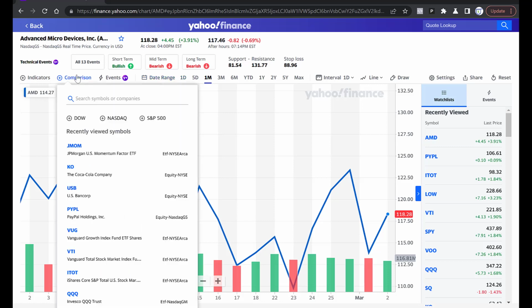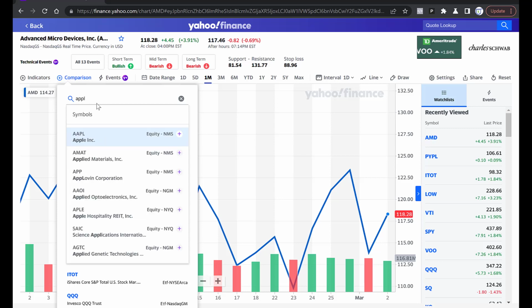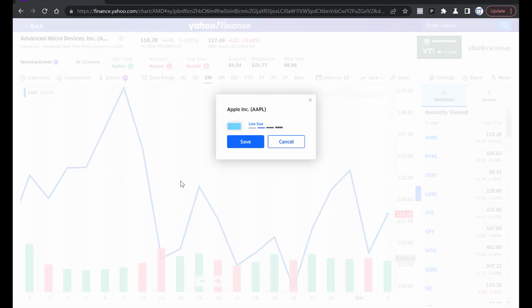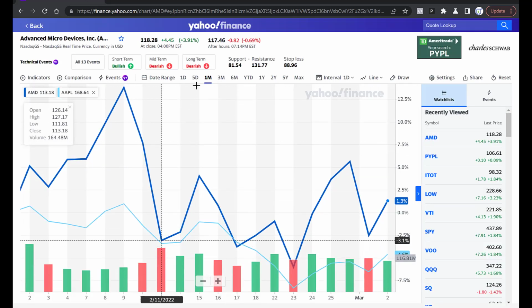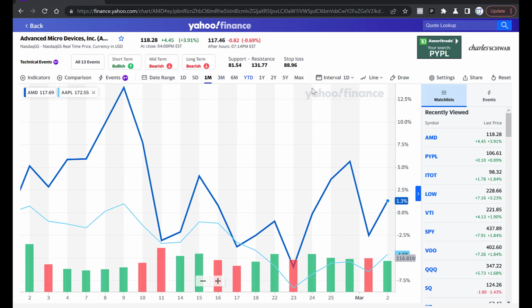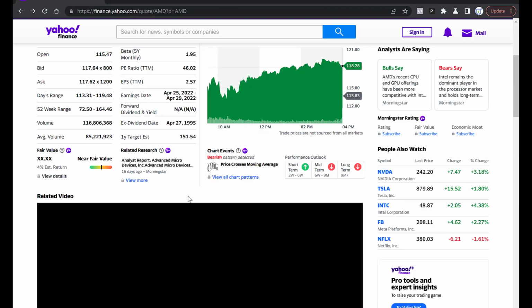I can hit compare. And what's another company that we saw that was up? Let's see. I think Charles Schwab is, I forget what their ticker symbol is. Let's do Apple because I know that was a large one on there, right? And I can compare it to Apple and then see how the two did over the last month, right? And I can change the time frame and do whatever it is I want to do here. I can go back.